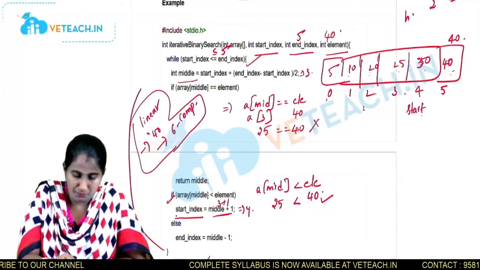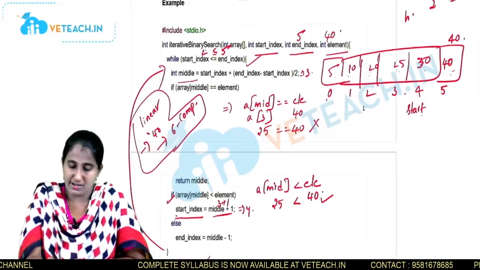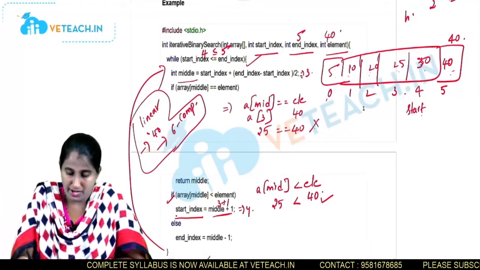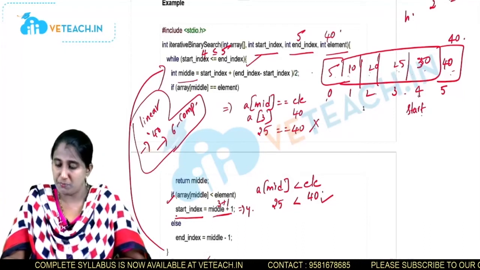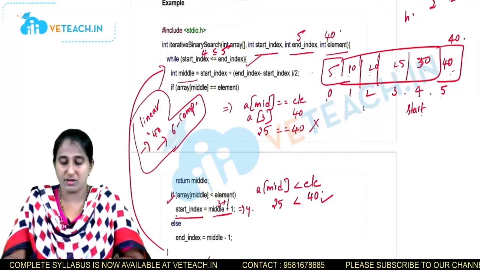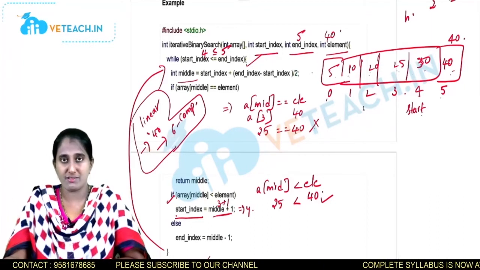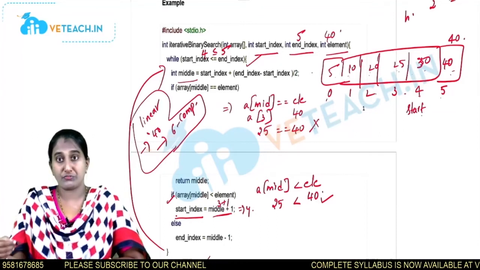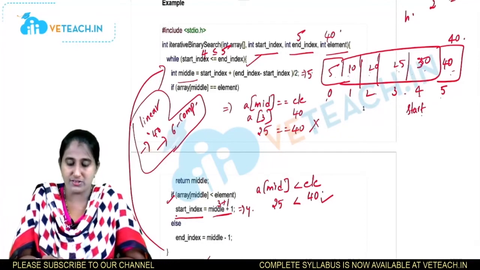Again the while loop checks: what is the start index? 4 less than 5, yes, it is true. Now again it calculates the mid value: 4 plus high. What is the high value here? The end index is 5. 4 plus 5 is 9, by 2, which is 4.5. So 5. The mid value is 5.